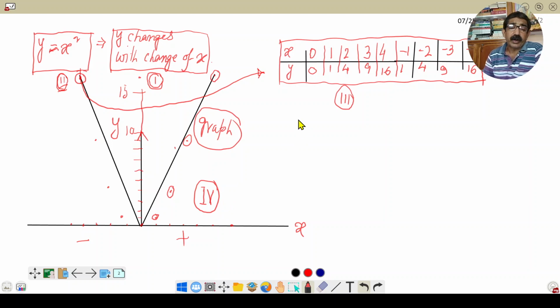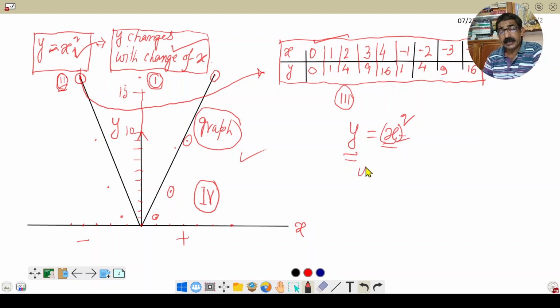Now look at all the information. This is one kind of information, this is second kind of information, this is third kind of information, this is fourth kind of information. So y is equal to x square. That means y depends upon x, the value of x. So y is equal to x square. When this value is dependent upon this value, we can say very crudely y is equal to f of x, function of x.